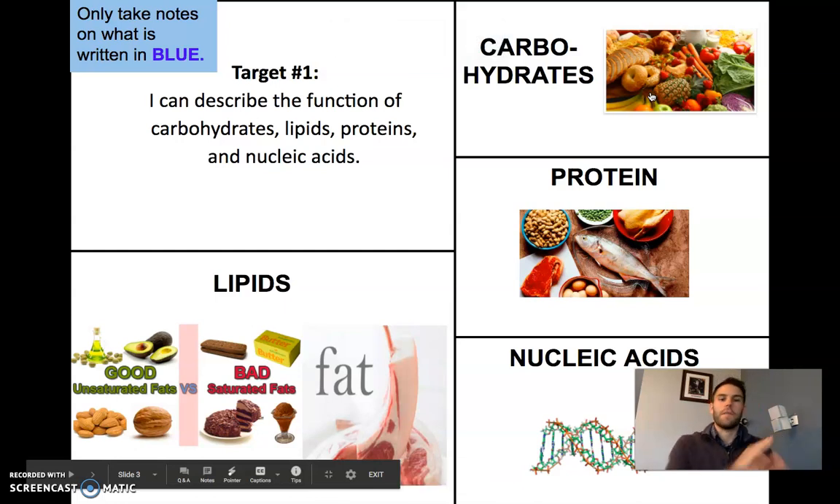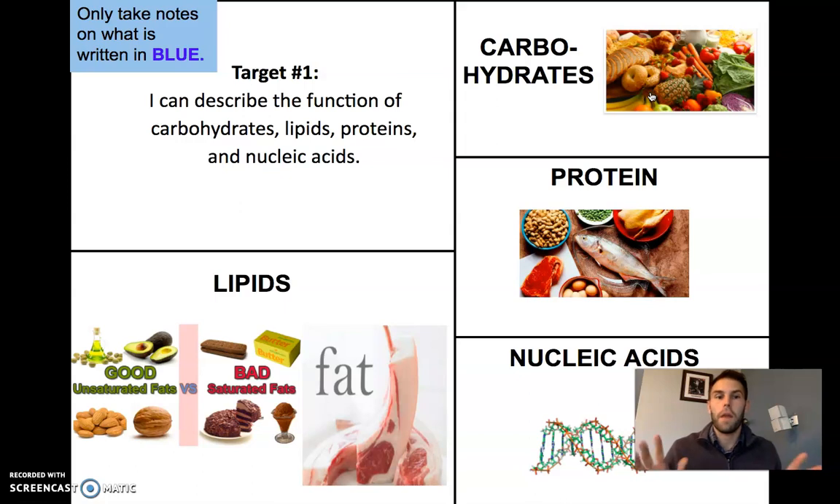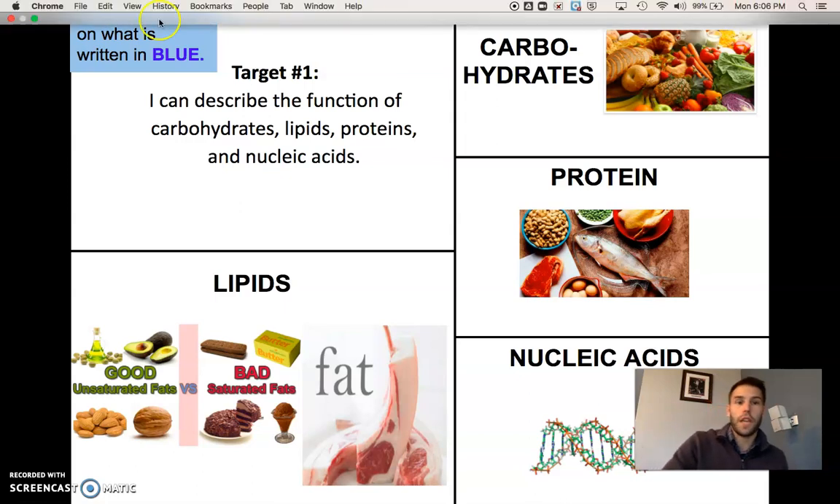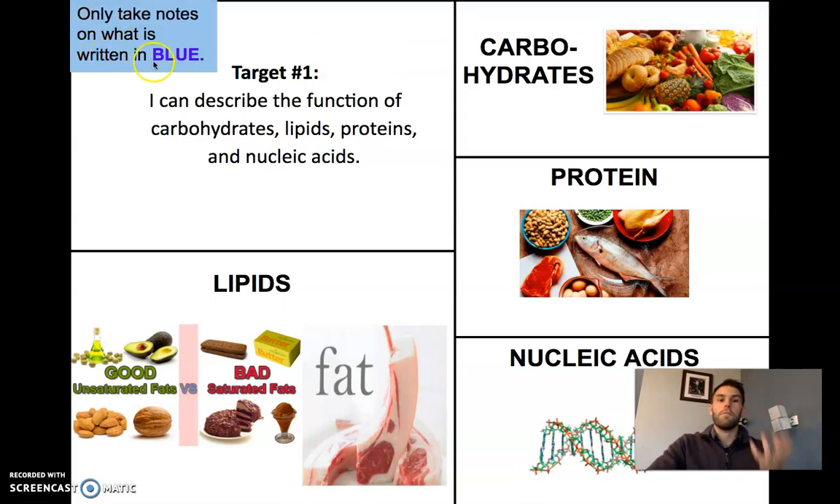In this video, I am just going to be laying the foundation for biomolecules. So really quickly, when you're taking your notes, anything that is written in blue, you'll write down, and then the rest is just kind of context to help give you some information about these molecules.